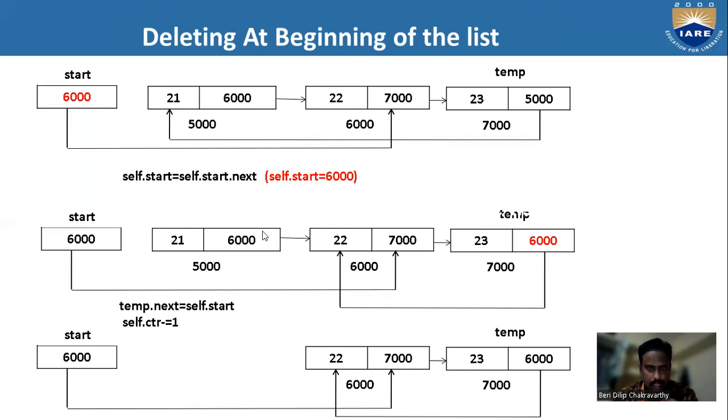So simply I am deleting the links. I need to remove this link and give the address of this one to here, and the address of this one to the last node. So this is about deletion at the beginning of the list.